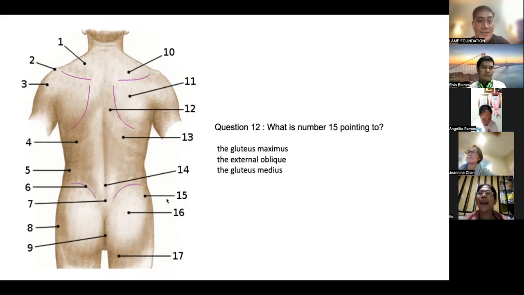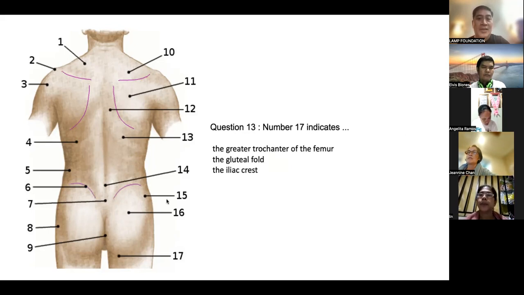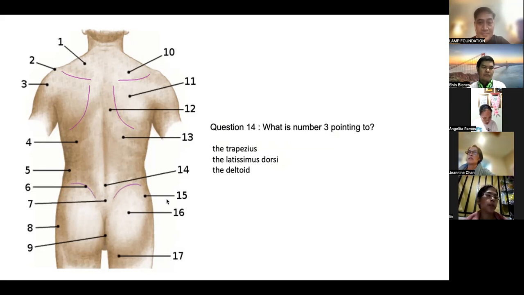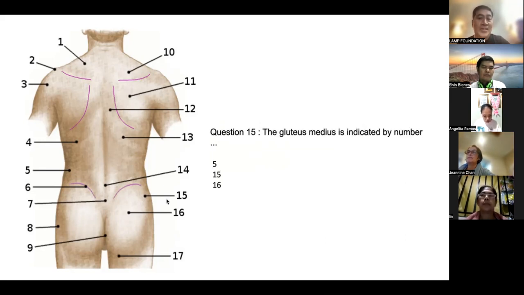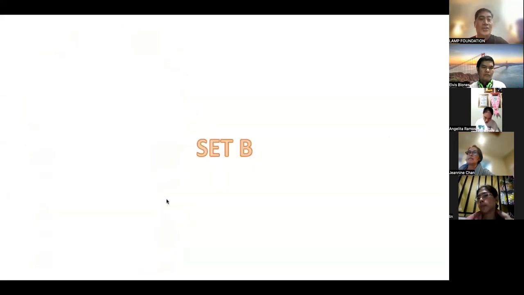What is number 15 pointing to? Number 15 is gluteus medius. Okay, number 17 indicates what? The gluteal fold. What is number 3 pointing to? Number 3 is the deltoid. Great. Gluteus medius is indicated by number what? 15. Okay, congratulations, Ma'am Lynn.